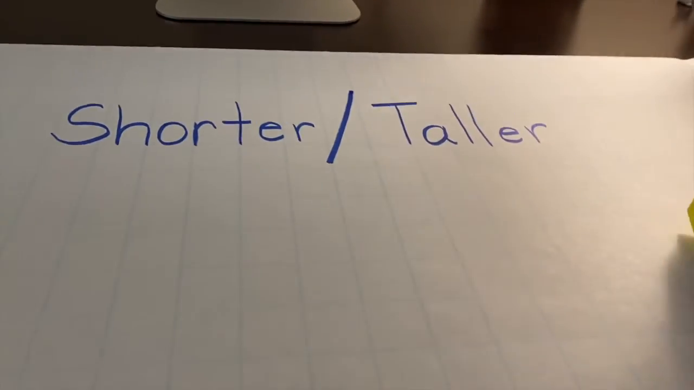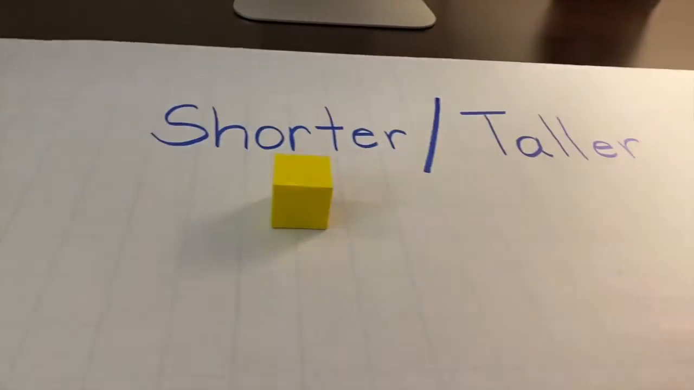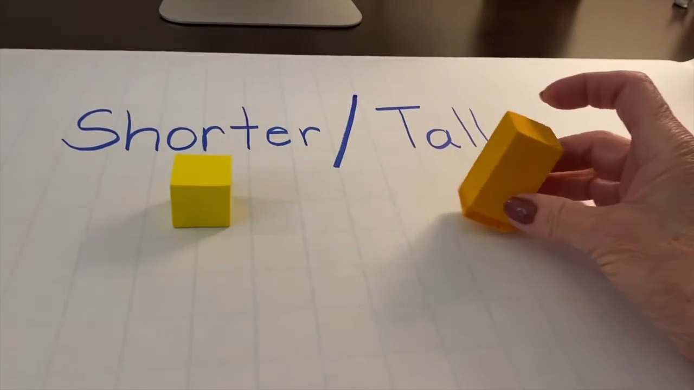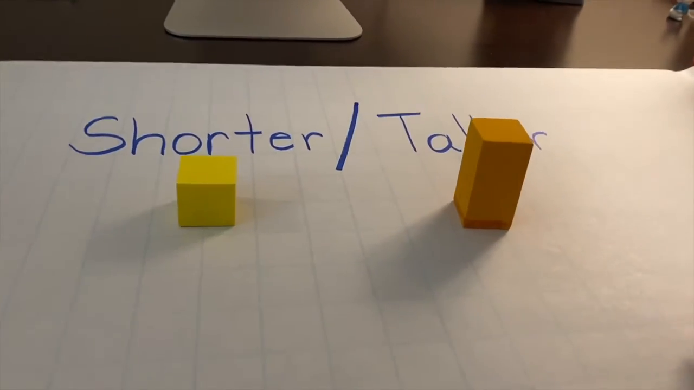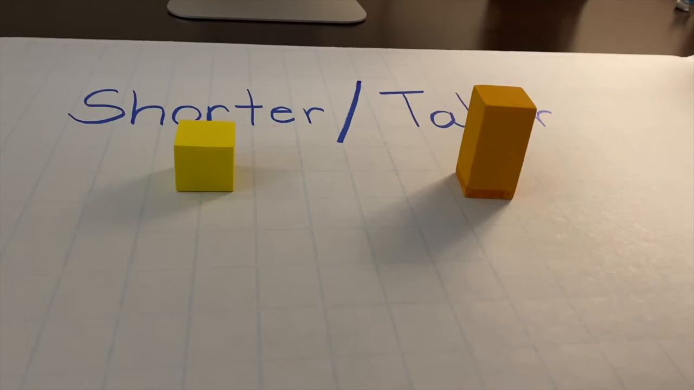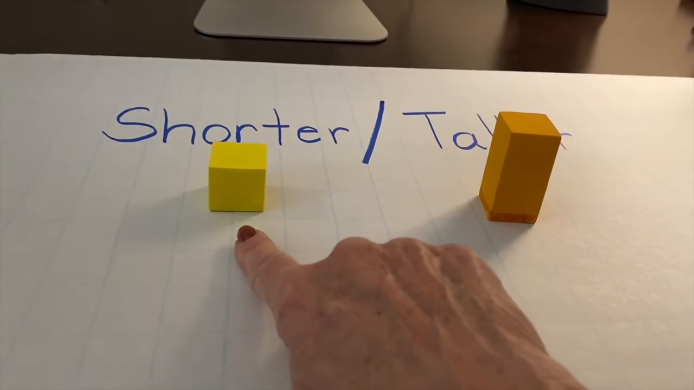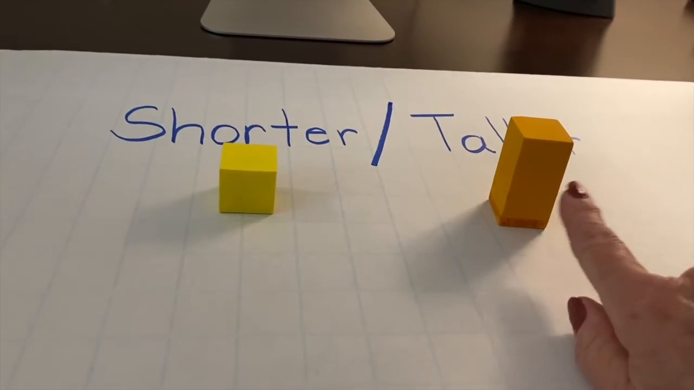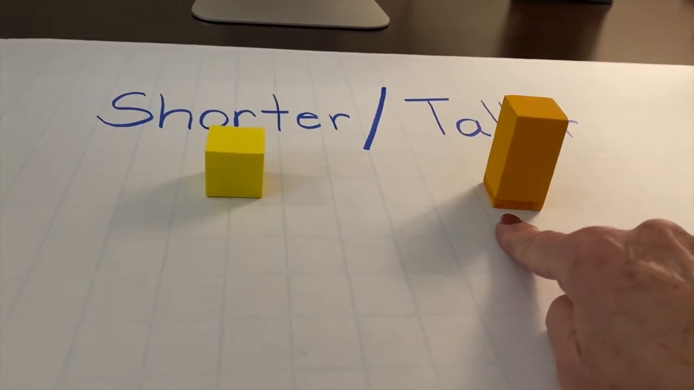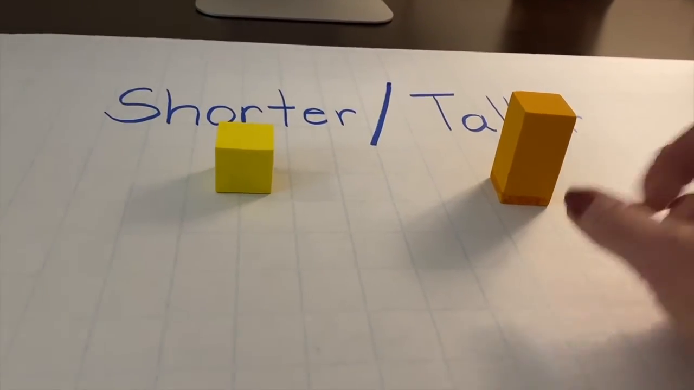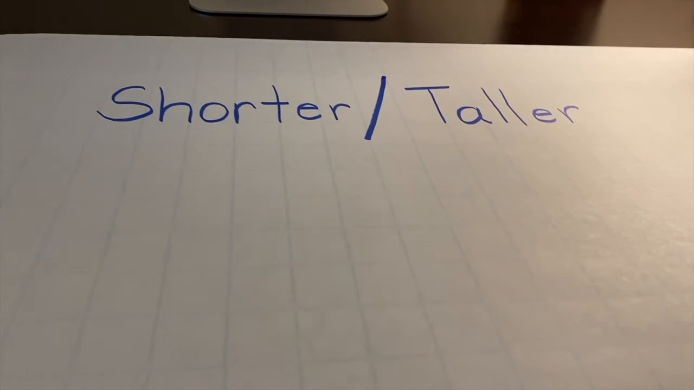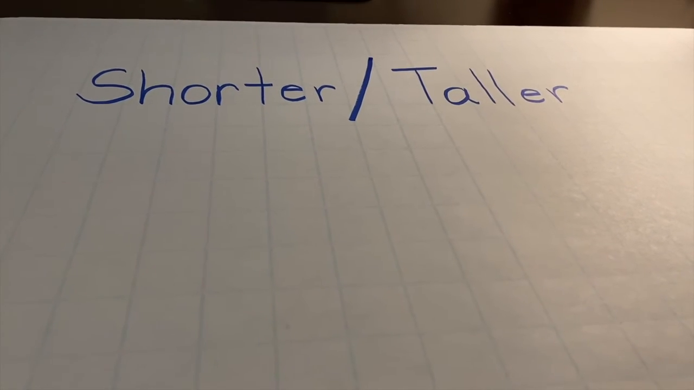Now, what about the cubes? I have a cube here. And actually, this is not a cube. This is a rectangular prism because it's more like a rectangle, boys and girls. So the cube is shorter and the rectangular prism is taller.